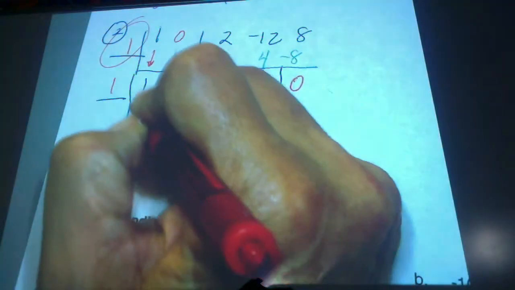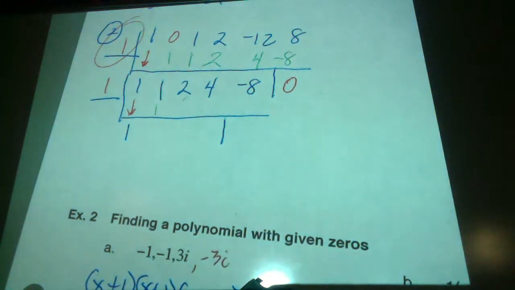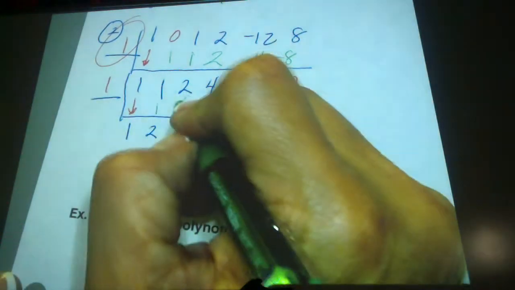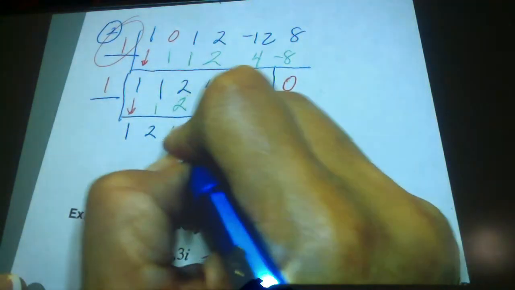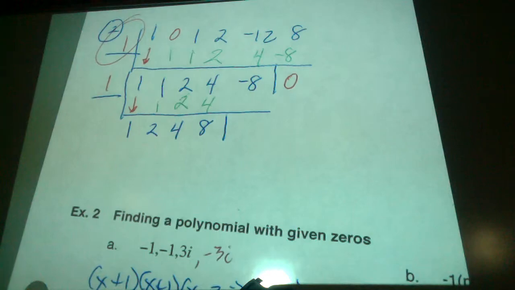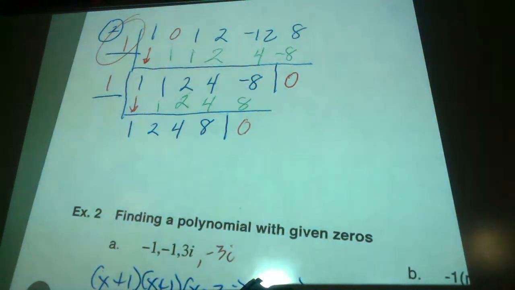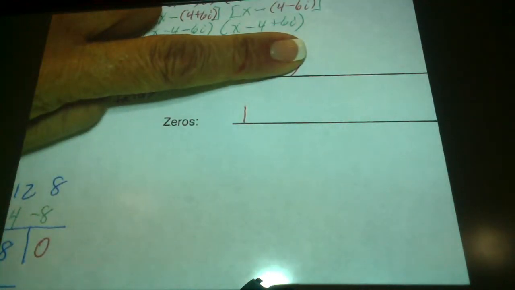Let's test 1 again. So bring down the first term and start that multiplication process. 1 times 1 is 1. Add down, 2. 1 times 2 is 2. Add down, 4. 1 times 4 is 4. Add down is 8. 1 times 8 is 8. Add down, we get another 0. So I'm not going to write a second 1 as a 0 because I only need to write the zeros down once. But when it comes to my factors, I am going to put a squared here, but I'm going to wait because I don't know, maybe it's to the 3rd.